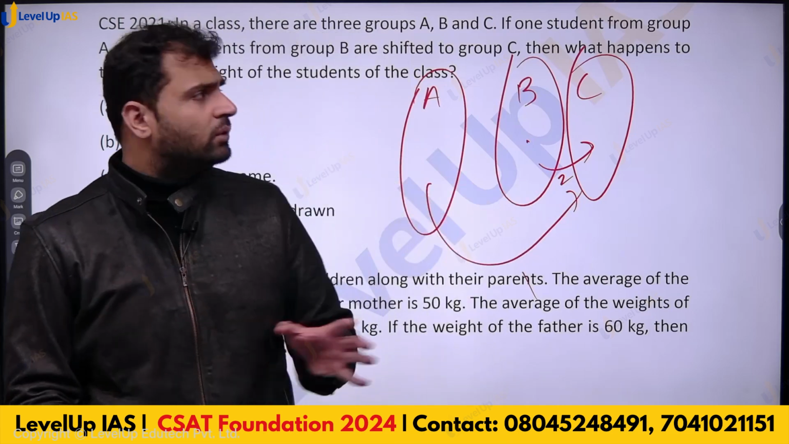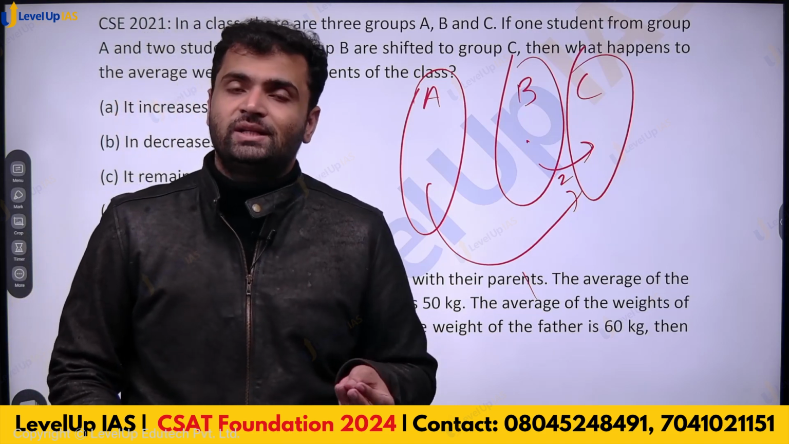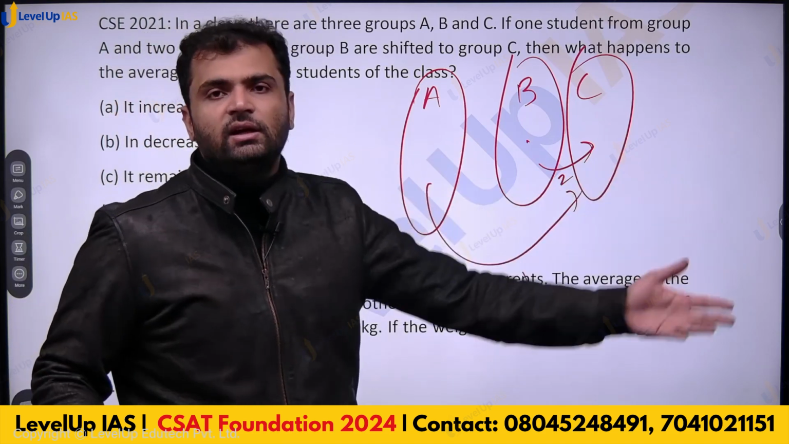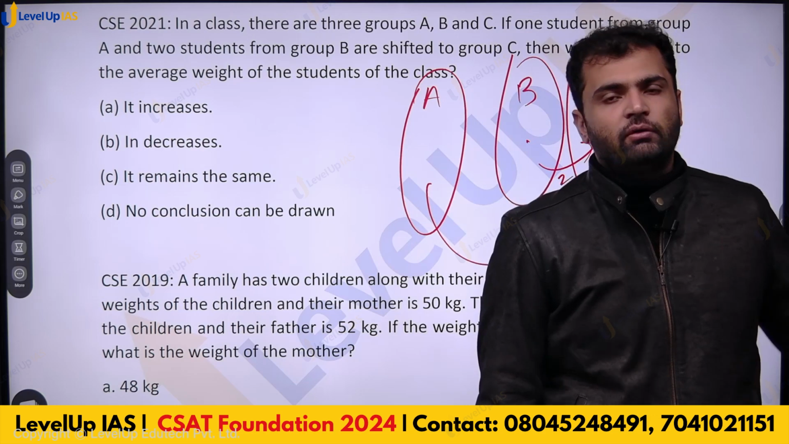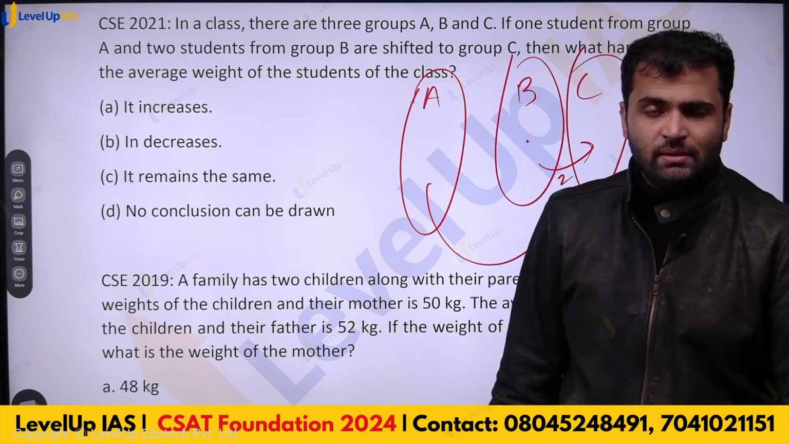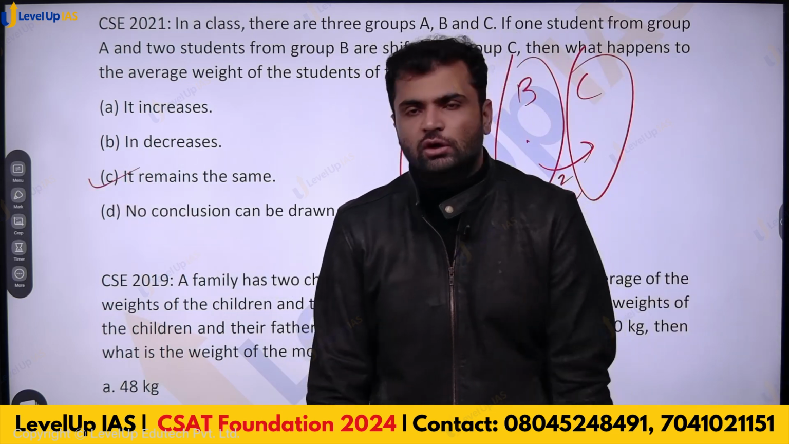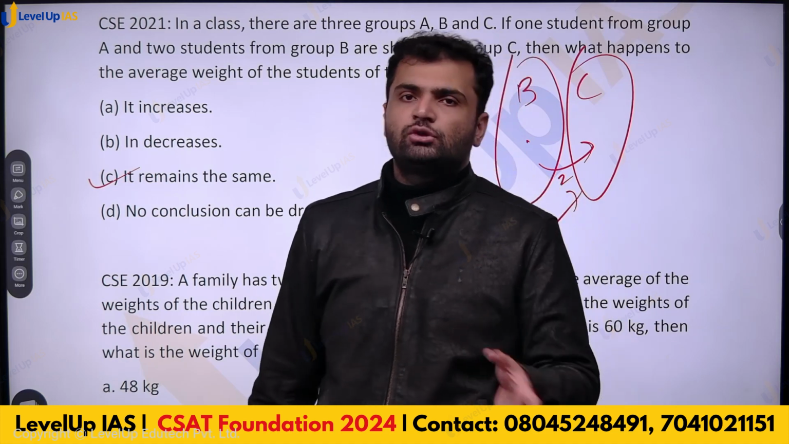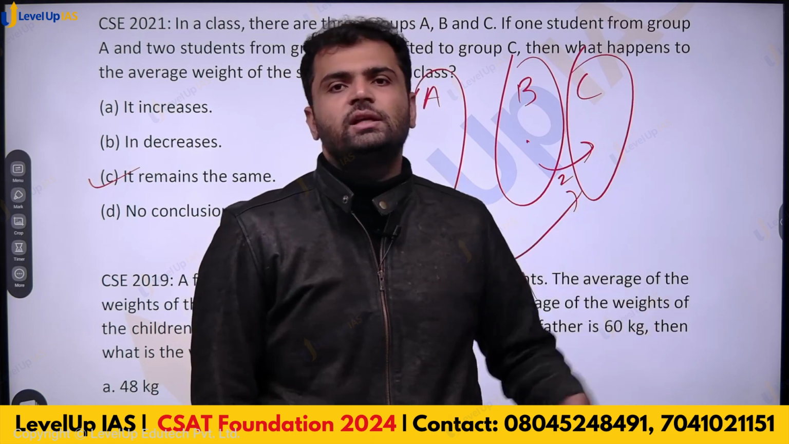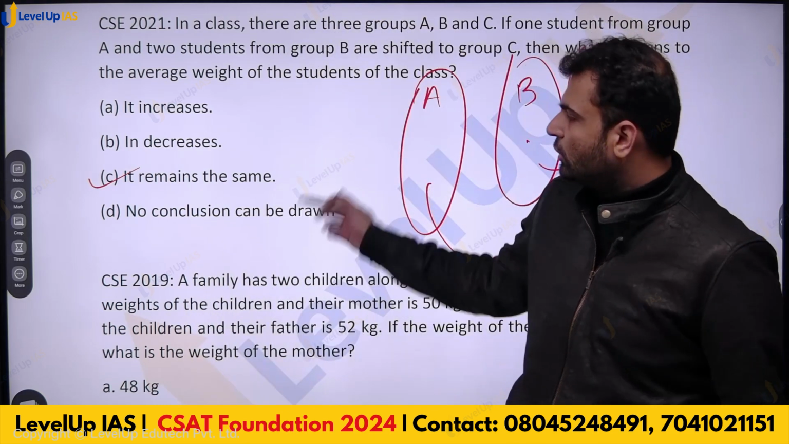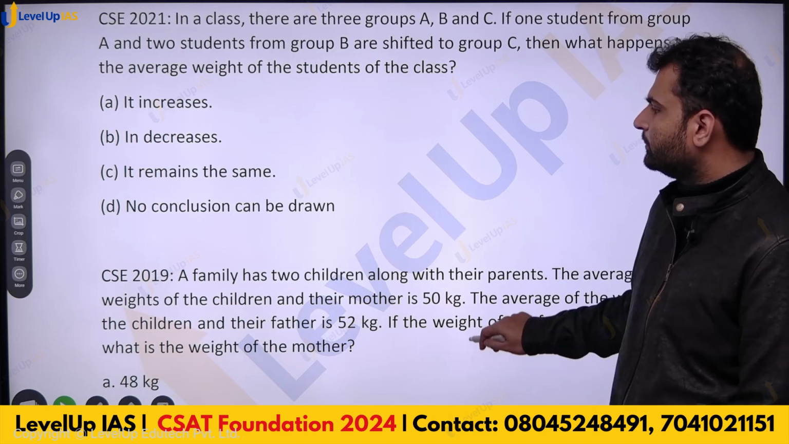Average is the sum of weights of all the students divided by the number of students. Now, has the sum of weights changed? No, the students are the same. Just they are sitting in different groups or different rows now. So the students are the same, the number of students is the same, the weights are the same. So nothing changes. It will remain the same. कुछ change हुआ ही नहीं है. Neither the numerator nor the denominator has changed. Numerator is nothing but the sum of weights of all the students in the class. They are just rearranged within the class. So the average will also not change. Very simple question, very direct.